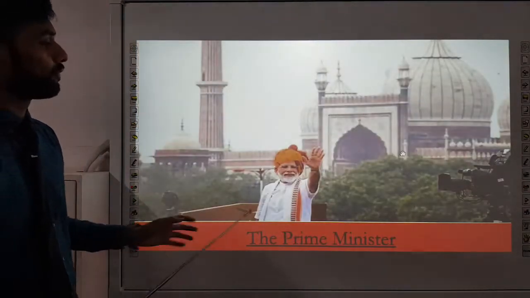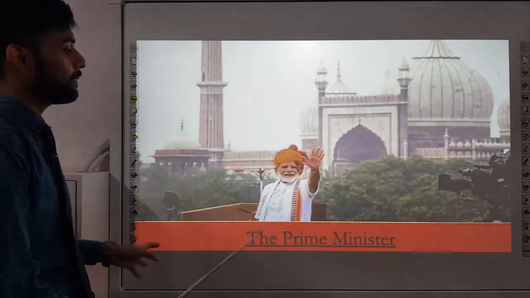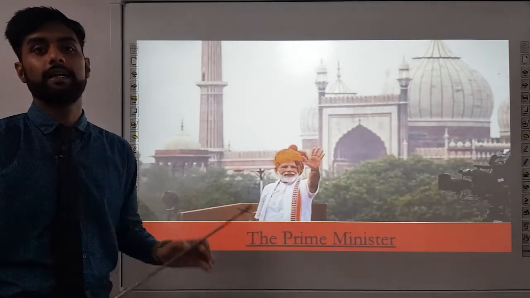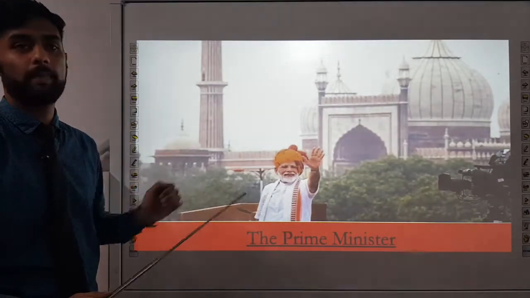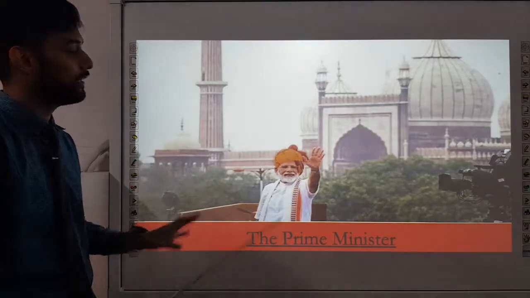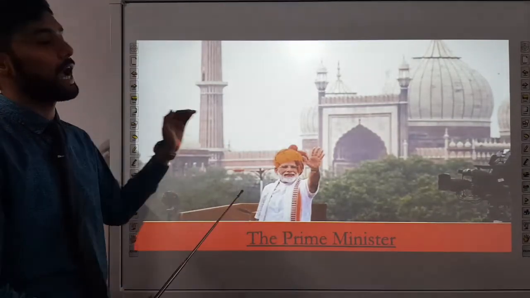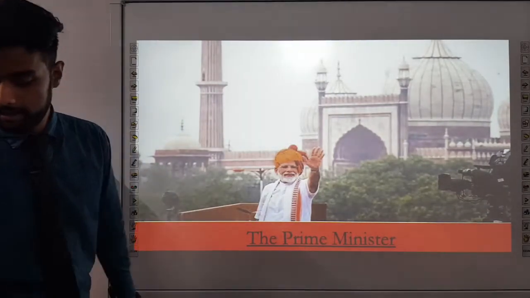Now, here is a picture of Mr. Narendra Modi. He is the Prime Minister of our India. Also, he is the central authority figure of the central government. Means the national government that we have, which takes care of the entire nation. Our PM, Mr. Narendra Modi, is the head of that government, okay?